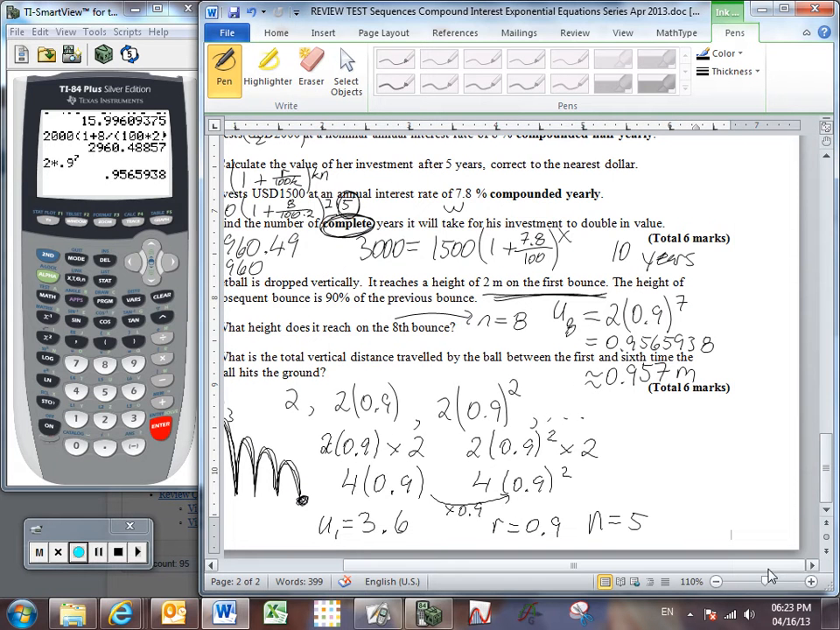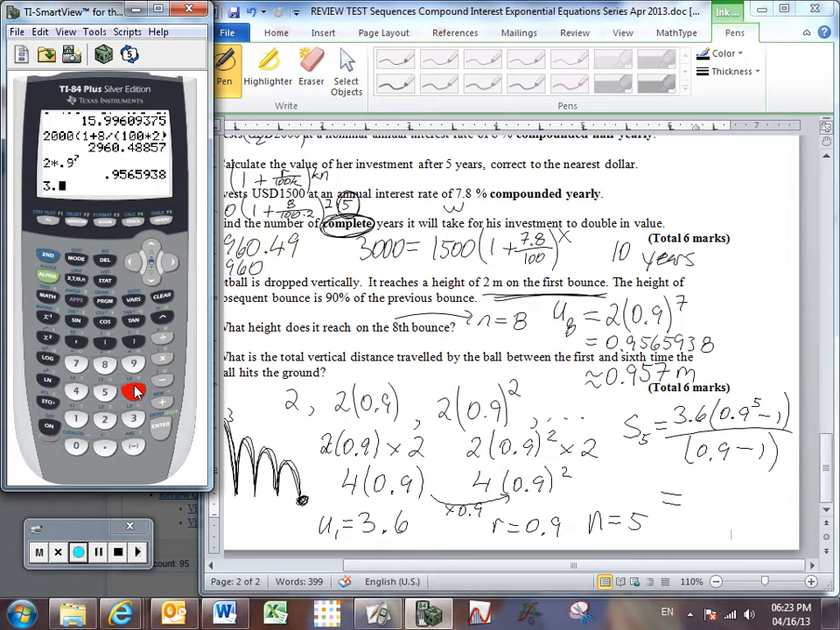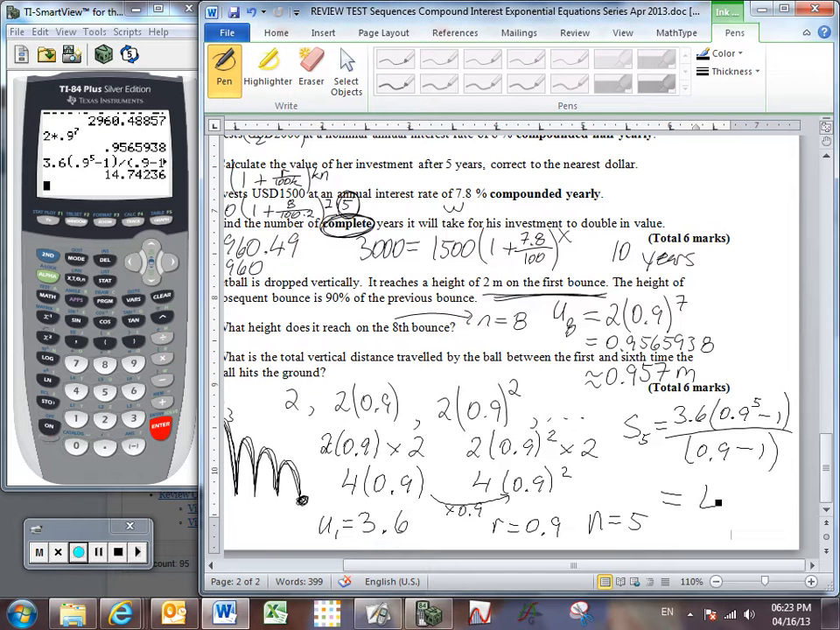So let's work out then, what is the sum of these 5 terms, where the first one was 3.6. We've got r to the power of n, which is 5, minus 1, over 0.9 minus 1. And that will give us the total distance traveled: 3.6 times 0.9 to the power of 5, subtract 1, close the parentheses, divide by, open parentheses to make sure we're dividing by the entire denominator, and we end up getting a final answer of, to round it to 3 significant figures, 14.7 meters.